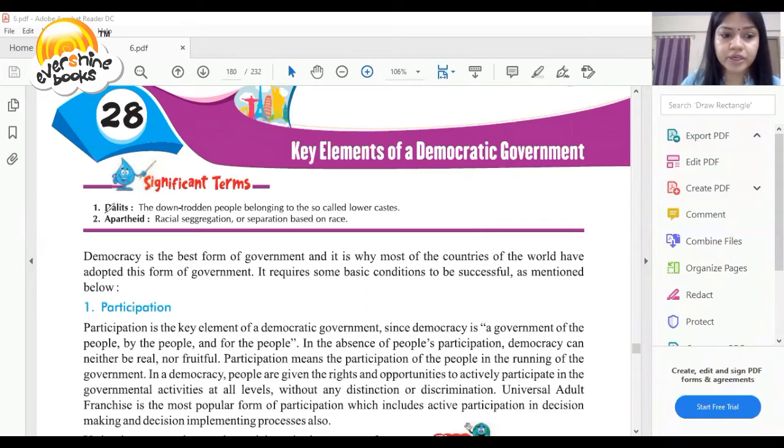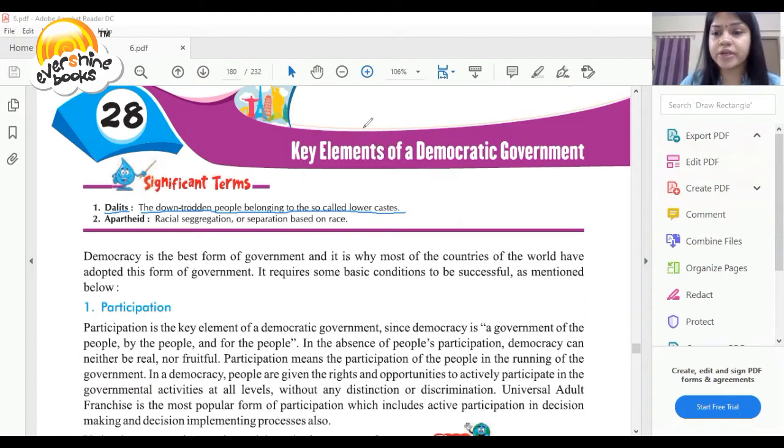The first important term is Dalits. What is Dalits? The downtrodden people belonging to the so-called lower castes are called Dalits.